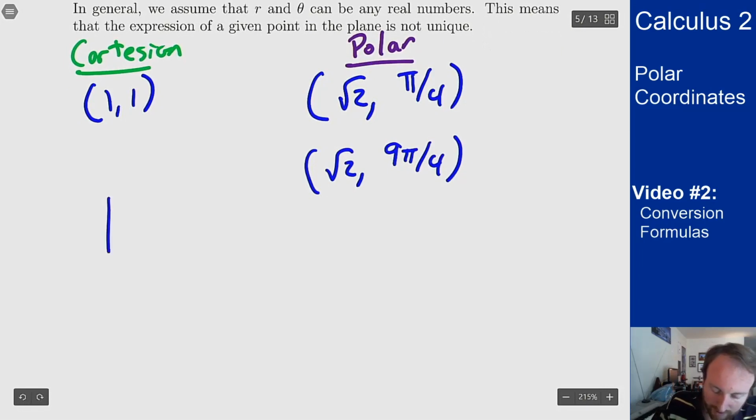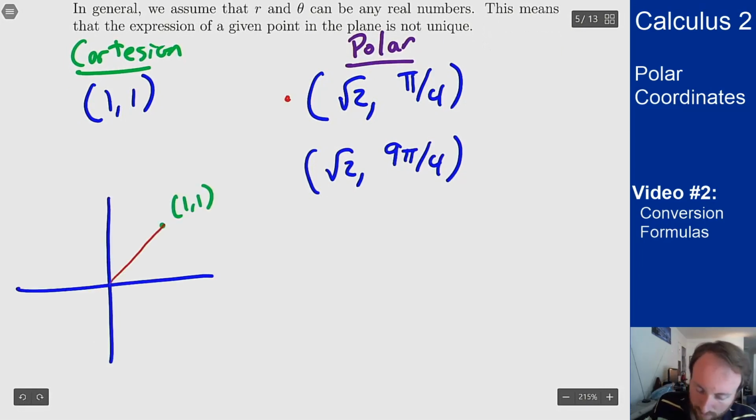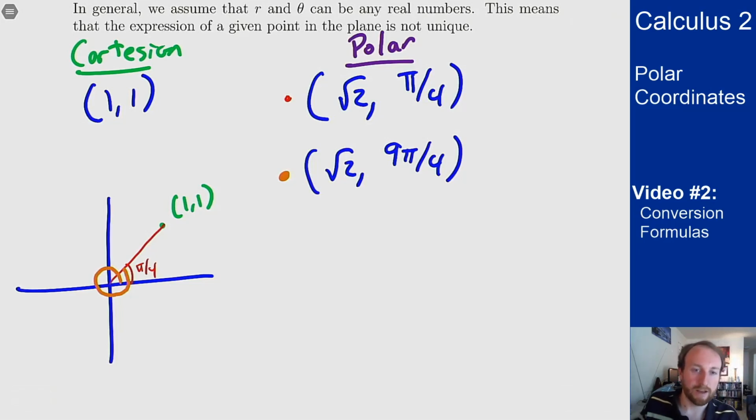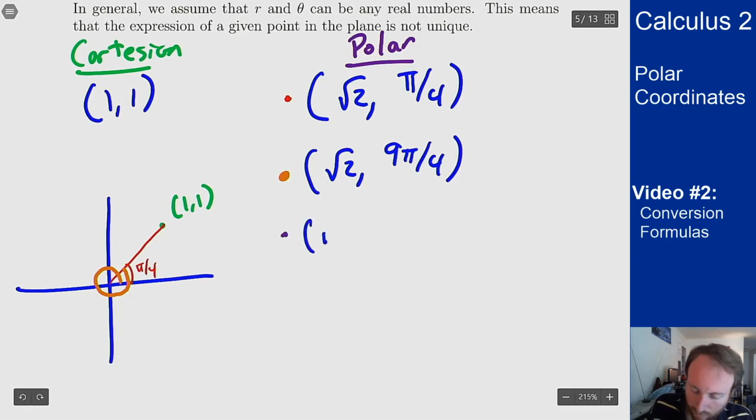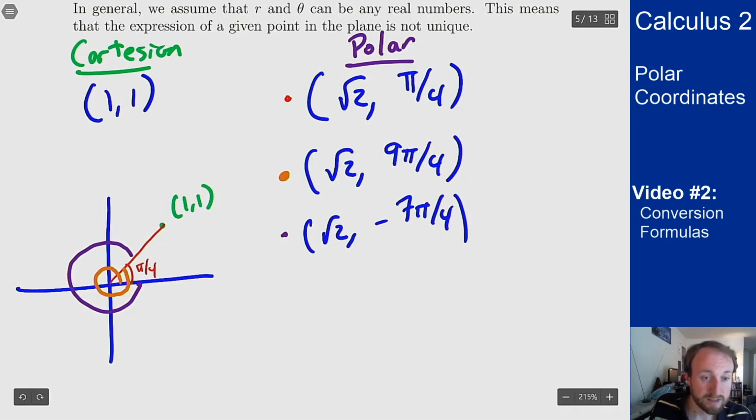Why does it do that? Well, if I look at my graph, the point (1, 1) is up here. I could go angle pi over 4. That's great. I could also go angle 9 pi over 4, which means I'm going all the way around once and then up to that point. That also lands me at the same point on the plane with a different value of theta. I could also do something like root 2 and then negative 7 pi over 4. What does that do? That says start here and go this way around the circle to get to the same angle again.